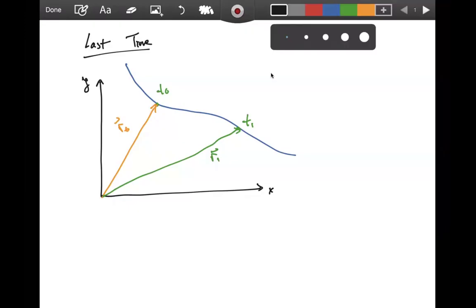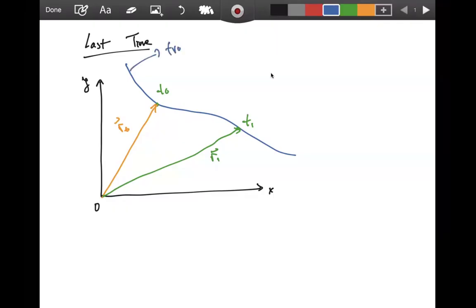So last time we did the position vector, which again is the vector which points from the origin here to the location of an object along some trajectory, where the blue line here is the trajectory at any different moment of time.